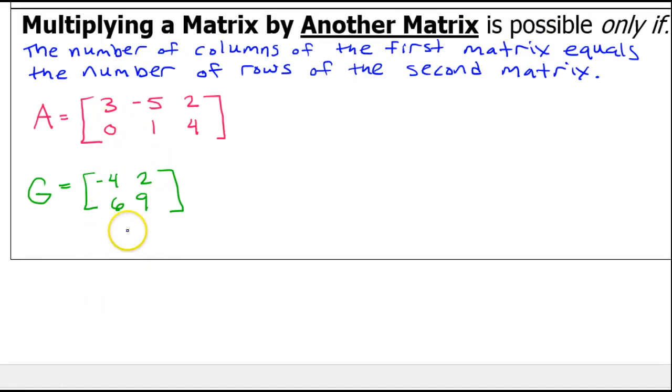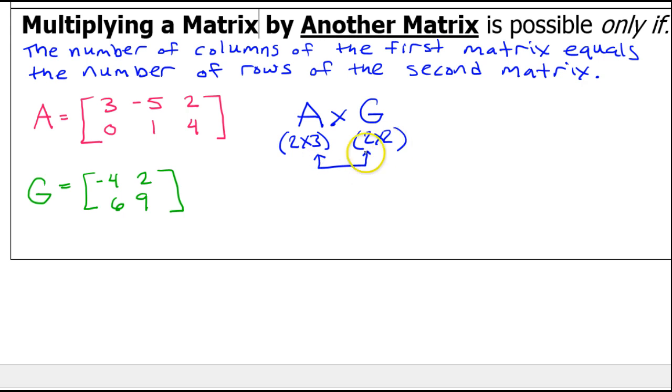All right, consider these two matrices, for example. Would it be possible for me to multiply matrix A times matrix G? Well, let's see. Matrix A has two rows and three columns, so matrix A is a 2x3 matrix. Matrix G has two rows and two columns, so matrix G is a 2x2 matrix. Notice that the inner dimensions do not match. So this would not be possible. These numbers right here would have to be the same.